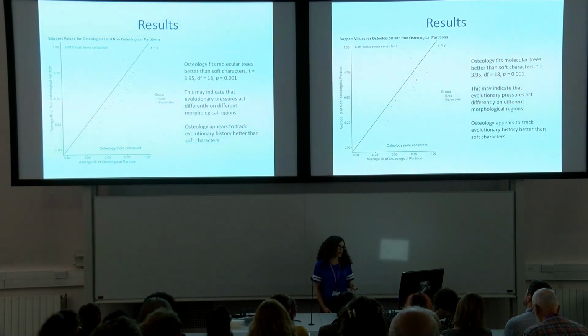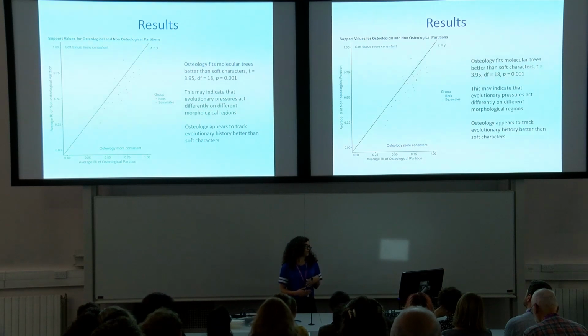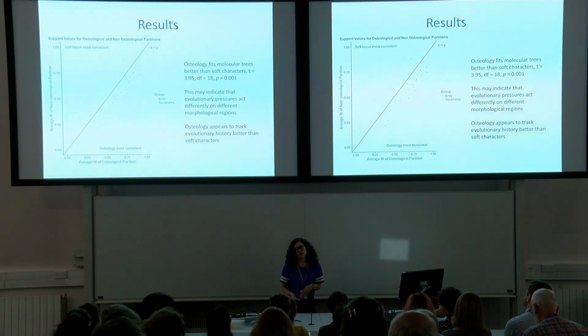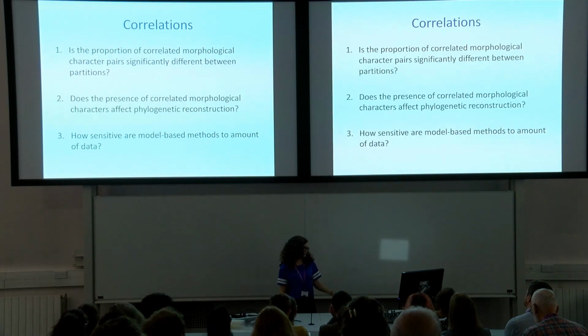So this result may indicate that evolutionary pressures are acting differently on these different morphological regions. And also osteology appears to be tracking evolutionary history better than soft characters or non-osteological characters, if we accept the molecular data to be a kind of benchmark.